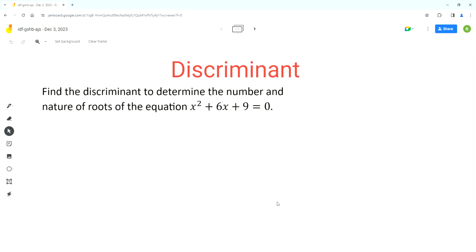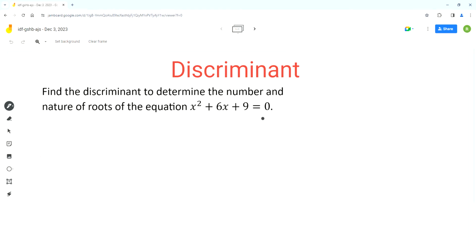Hello everyone. So in today's video, we will use the concept of discriminant to solve this problem. We have to find the discriminant to determine the number and nature of roots of this given equation.